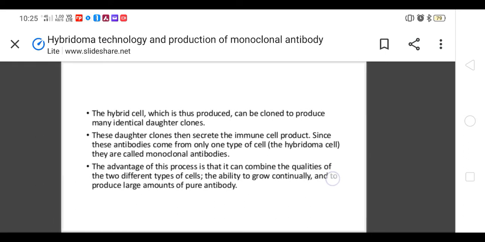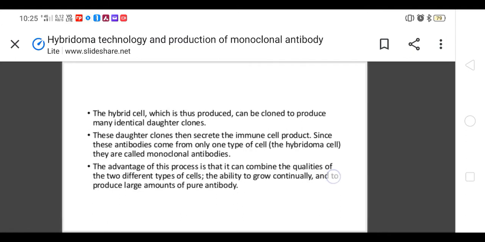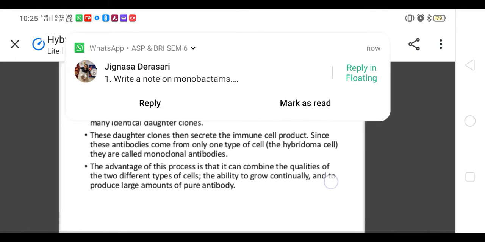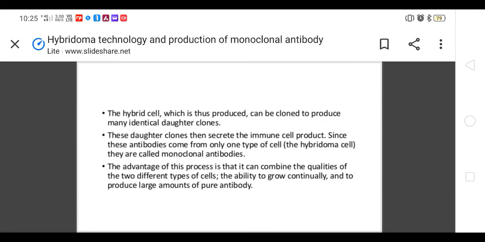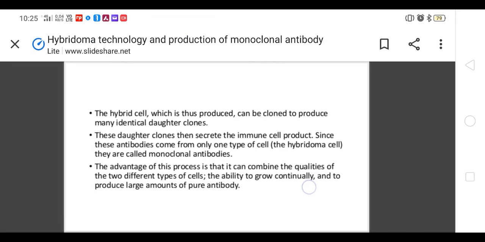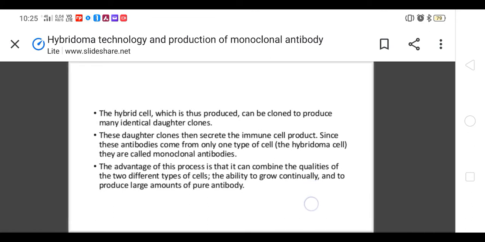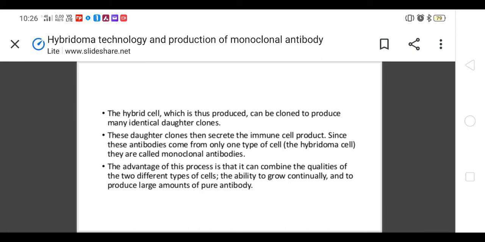Because of the many daughter clones, they secrete the immune cell product, and since these antibodies come from only one type of cell, they are called monoclonal. There are a lot of daughter clones, they produce a lot of immune products, and all the products are from one type of cell, so they are called monoclonal antibodies. The advantage of this process is that it can combine the qualities of two different types of cell: the ability to grow continuously and to produce large amounts of pure antibodies, right? It has these two properties, so that's why it is very important.